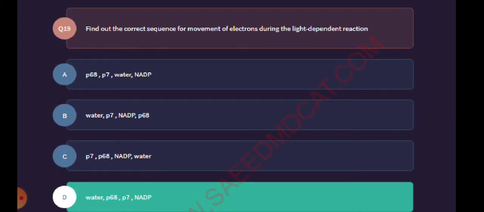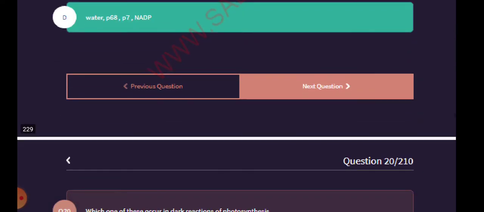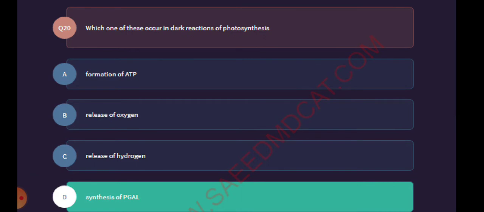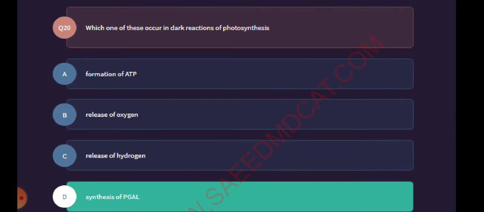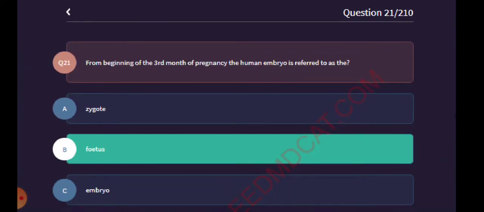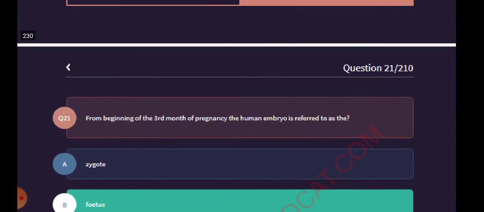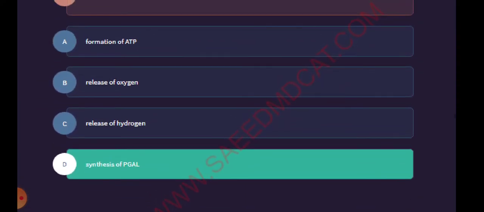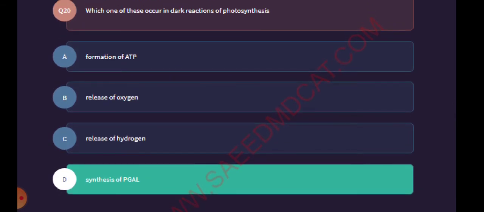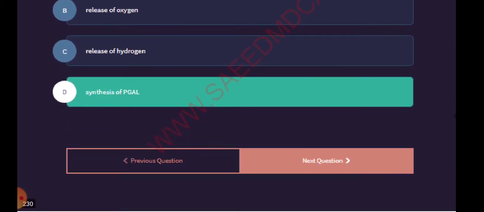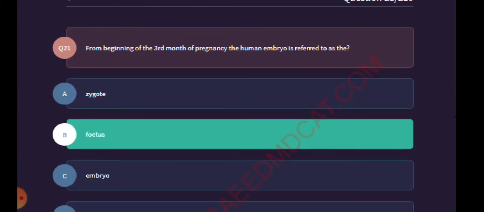Find out the correct sequence. Water, 680, 700, and then NADPH. Which one of the following occurs in the dark reaction of photosynthesis? Synthesis of phosphoglyceraldehyde. The options were release of nitrogen, release of oxygen, formation of ATP. The answer is synthesis of phosphoglyceraldehyde.